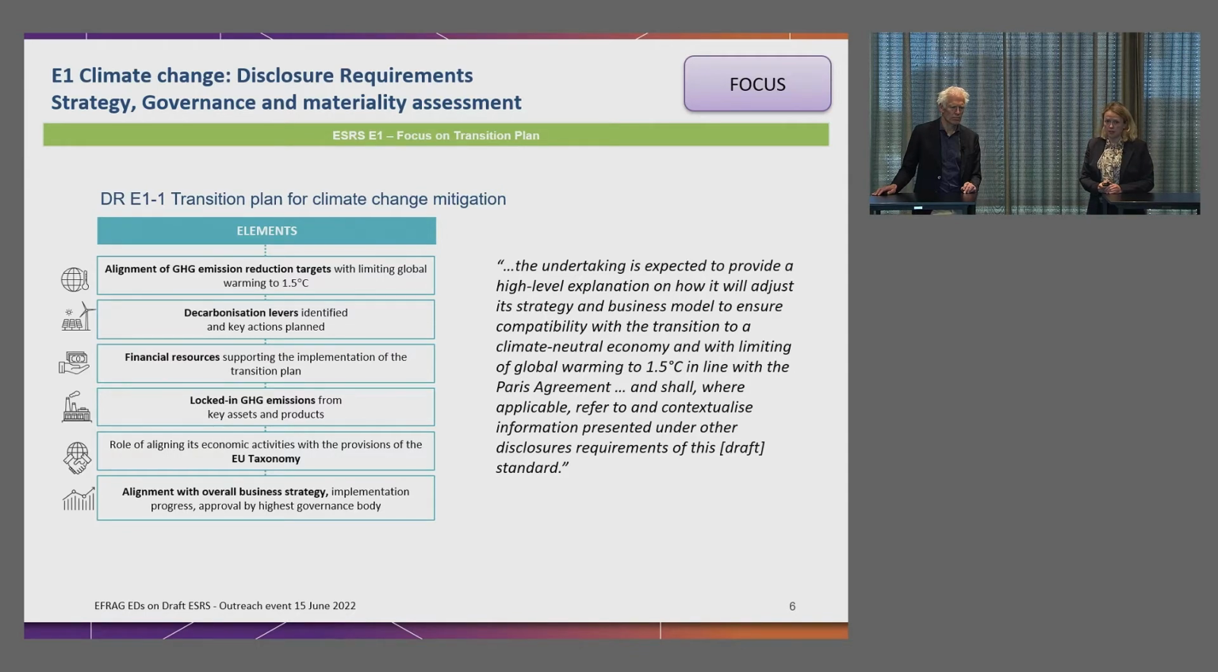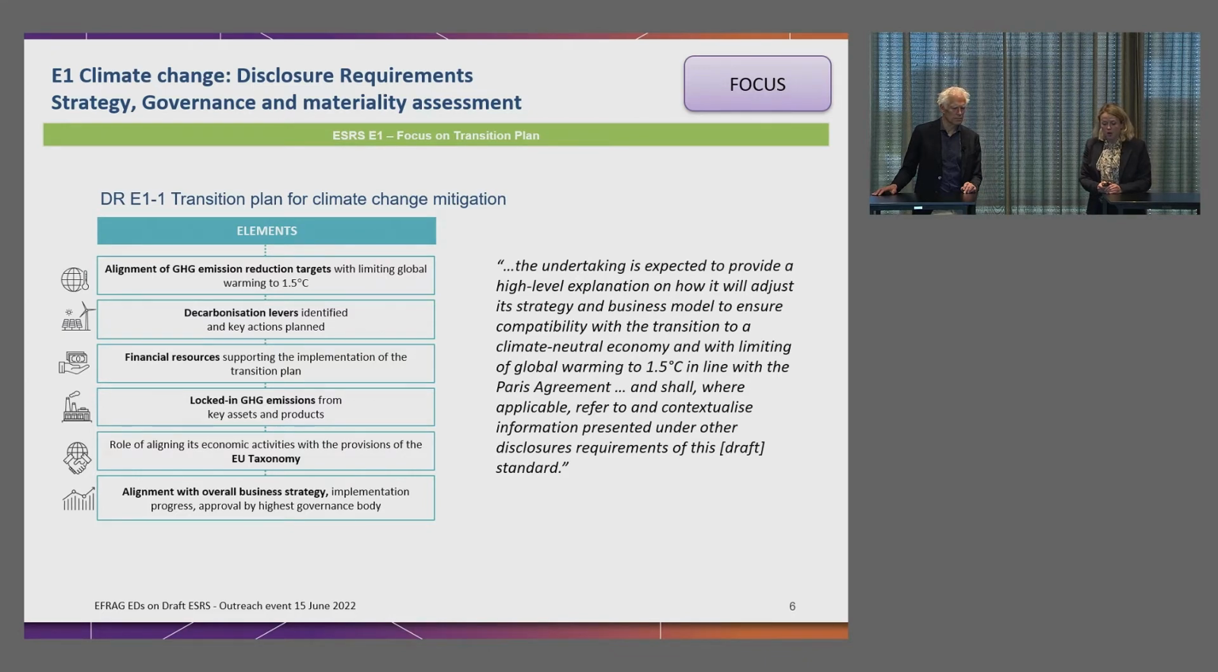An important element of this standard, which also distinguishes it from other standards, is disclosure requirements related to the transition plan. So entities, the undertakings, are supposed to and asked to have a transition plan, which will include the following elements: alignment of greenhouse gas emission reduction targets, and the standard speaks about 1.5 degree scenario, which is the goal of the EU, decarbonization levers, financial resources, and it's a very important element.